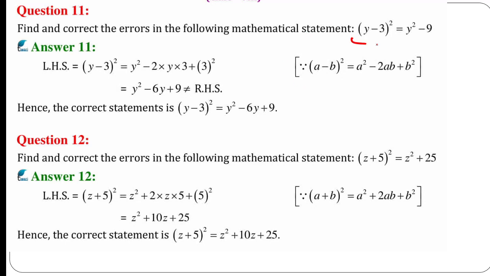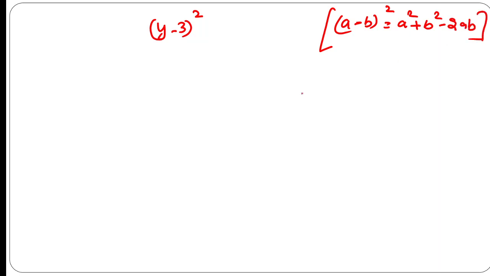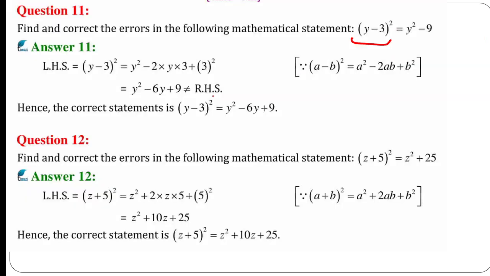So next is question number 11. We have to find the error in (y minus 3) whole square. We know the formula for (a minus b) whole square is equal to a square plus b square minus 2ab. Here the value of a is y and the value of b is 3. So we will use this formula. a square means y square, plus b square means 3 square, minus 2ab, where a is y and b is 3. So y square plus 9 minus 6y. That is your answer.